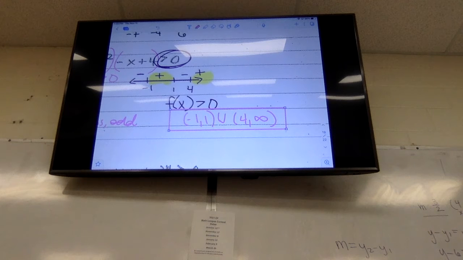Why is the negative 1 parentheses? Well, the function is greater than 0 starting at where x is negative 1. The y will be positive. Good question.